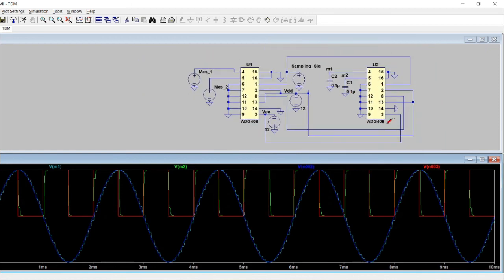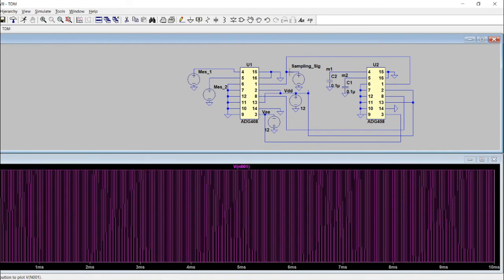Here another point I missed out is the sampling signal. The same sampling signal used should be given for both the ICs. This is very important because TDM requires synchronization between input and output, and plus 12 volt and minus 12 volt are the power sources used, and enable should be high. So if these conditions are satisfied, we can easily recover back our signals.